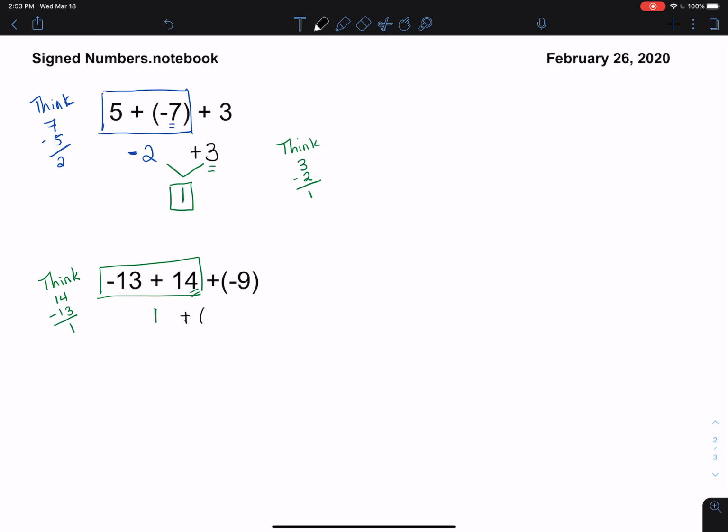Now I bring down that plus a -9. When I add these, I notice they have different signs again. One's positive and one's negative. So I subtract the bigger number part minus the smaller number part. The 9 minus 1 gives me positive 8. But that 9 had the bigger absolute value, and 9 had negative attached to it. So the answer to this problem is negative 8.